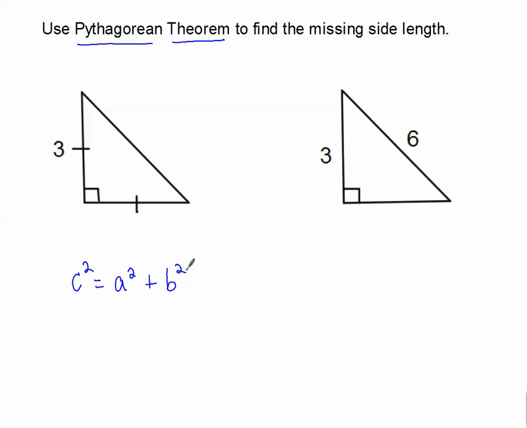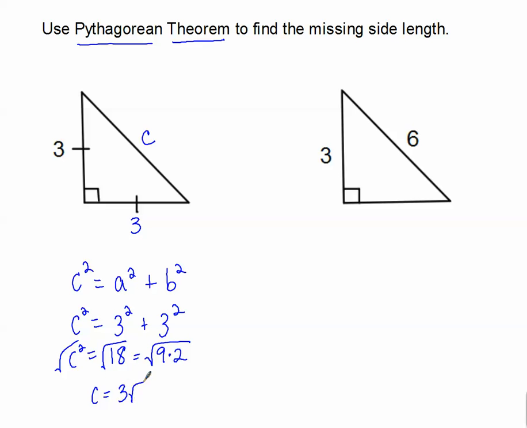If these two sides are congruent, I know they're both 3, and I don't know the hypotenuse, so I'm going to call that the C. I would say C squared equals 3 squared plus 3 squared. Well, C squared equals 9 plus 9 is 18, and therefore taking the square root and simplifying, breaking this down into square root of 9 times 2, C is 3 radical 2. So I could use the Pythagorean theorem to figure out that the hypotenuse is 3 radical 2.